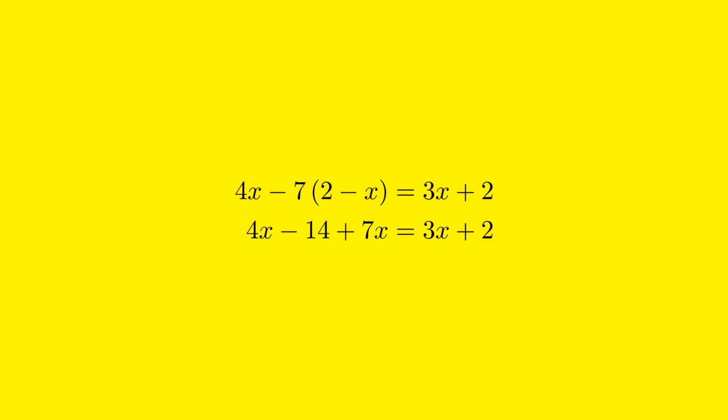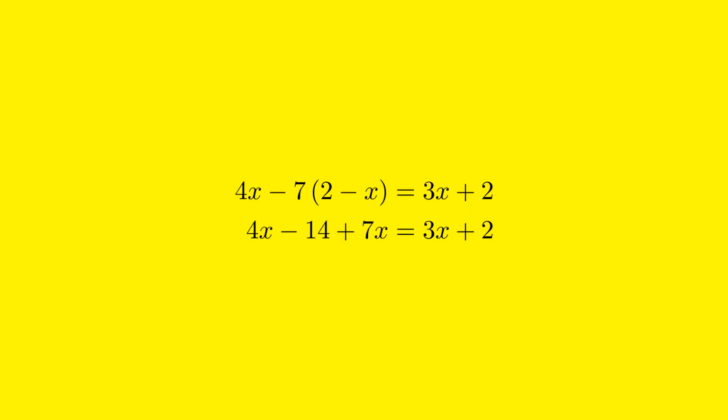Step 1 in solving the equation 4x minus 7 open parenthesis 2 minus x close parenthesis equals 3x plus 2 is to distribute the negative 7 through the terms inside the parenthesis. This means we will multiply negative 7 by each term inside the parenthesis.